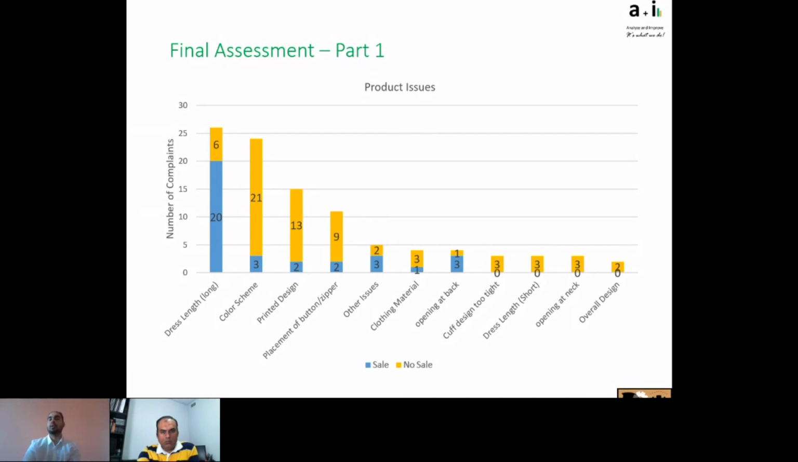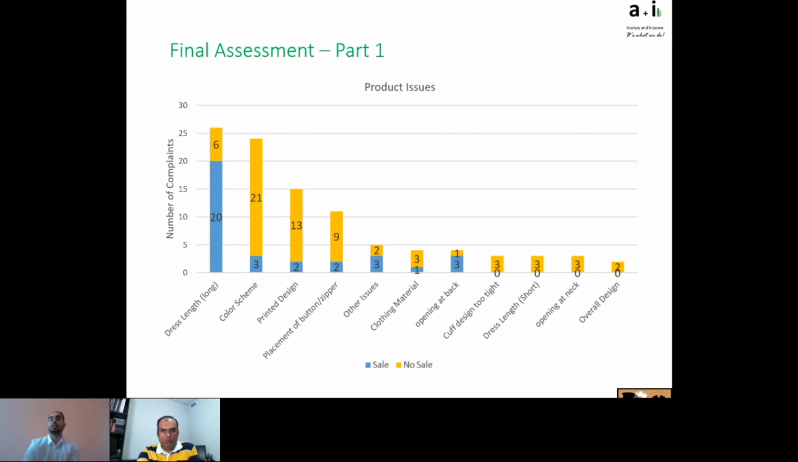So this is just a Pareto I created. It's just for the purpose of this example. I picked out what could be some of the issues that the customers complain about. It could be the length of the dress, the color scheme, the print, the design of the printed design, placement of buttons or zippers. Any of those issues that the customers raise that they wish were different or better in some way, the store clerks or the managers can capture that and then submit that to the designers, who can then modify their design for the next iteration.